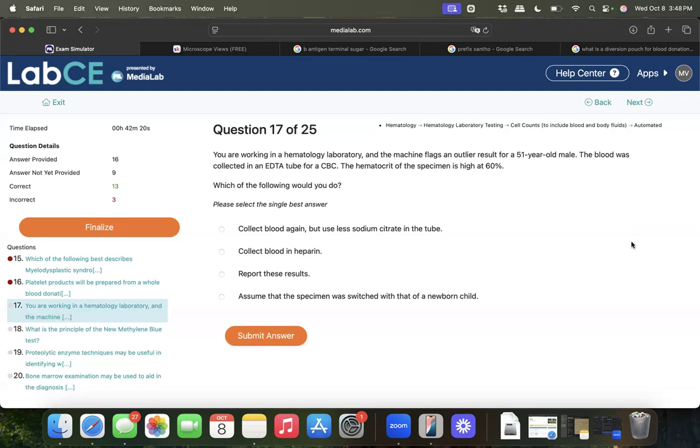Okay, so hematocrit. I'm going to read it again. You are working in heme, and the machine flags a 51-year-old male as your patient. Blood was collected in an EDTA tube for a CBC. Cool. The hematocrit of the specimen is high at 60%. What would you do? A, collect it again, but use less sodium citrate in the tube. B, collect the blood in heparin. C, report the results, or D, assume that the specimen was switched with that of a newborn child.